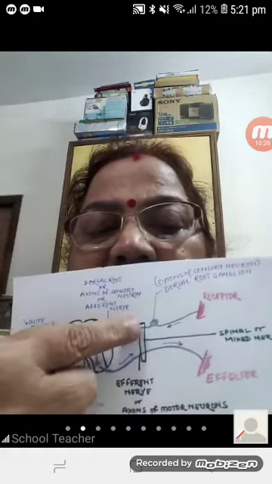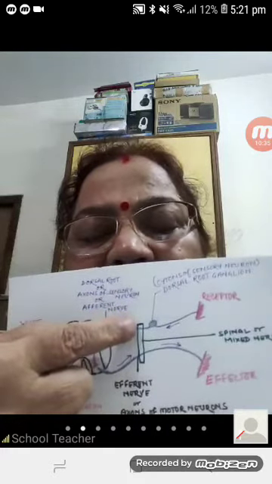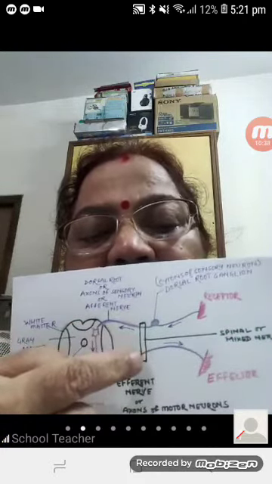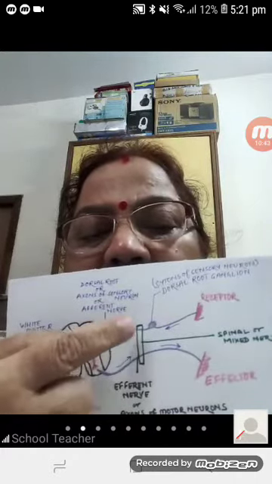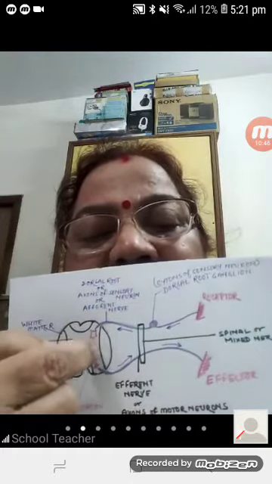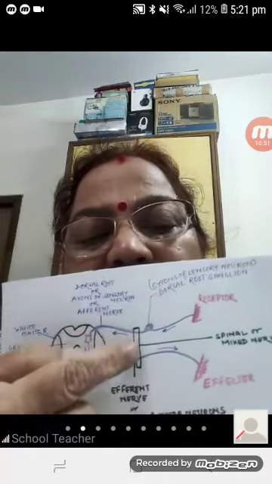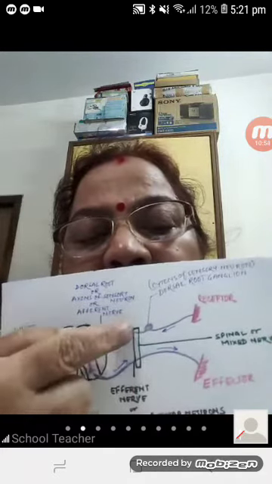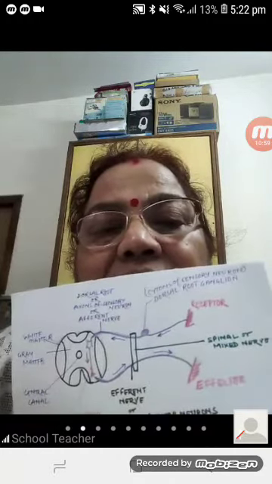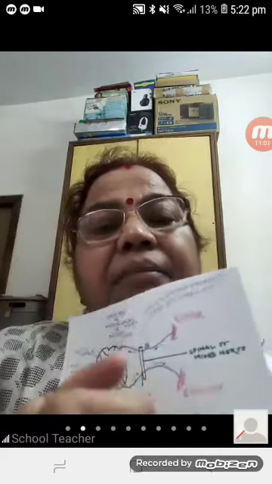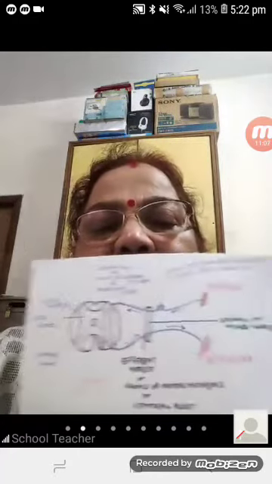Now this portion which I have put in a block. One part is sensory and the other part is motor. Both the nerves are attached to the spinal cord, therefore this is called as spinal nerve. All the spinal nerves are mixed nerve. Mixed nerve is a bundle of nerve which have axons of both sensory neuron and motor neuron.